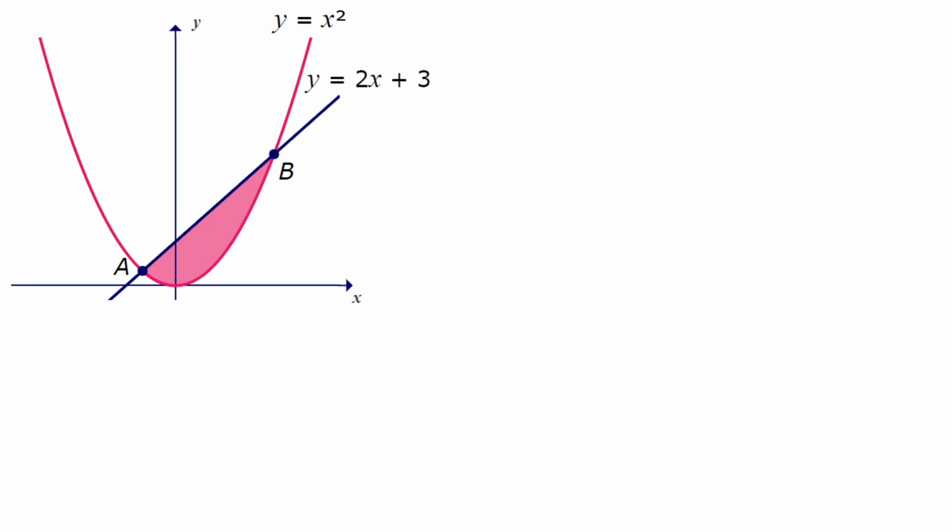Now, let's look at another example. y equals x squared and y equals 2x plus 3. The first thing we need to do is find what x2 and x1 are. So let's solve this equation. In this case, x squared is going to equal 2x plus 3. Put everything on one side, so this is x squared minus 2x minus 3, which is equal to 0.